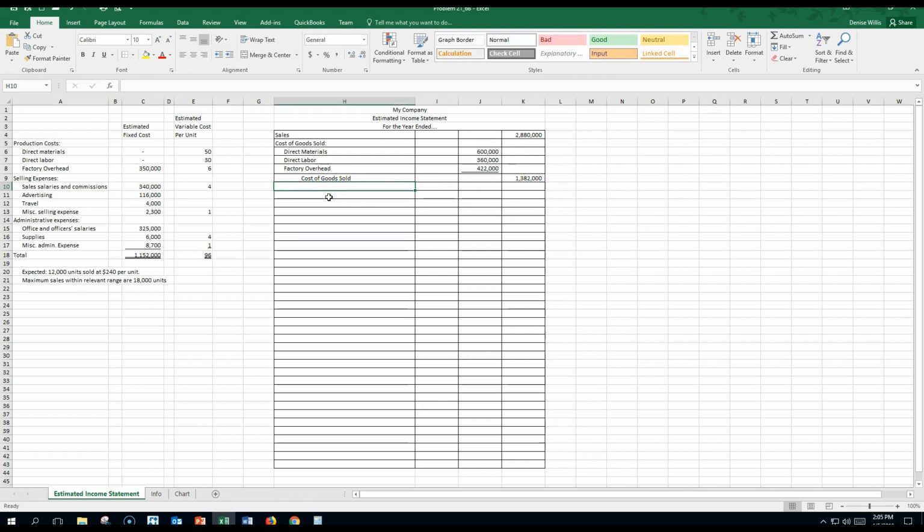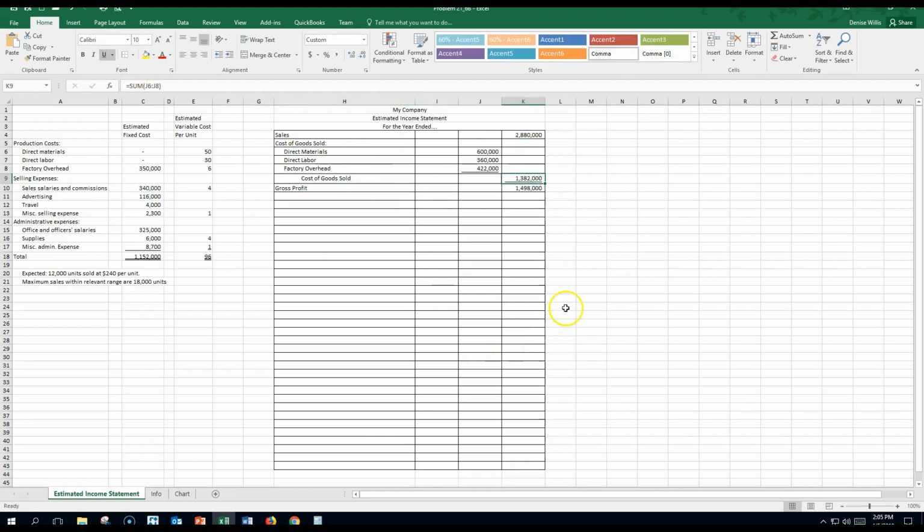So the next line is gross profit. This equals this number minus that number. I'm going to put an underscore here. And we have gross profit. So we are ready for all of our expenses. Expenses are broken down into selling and administrative.